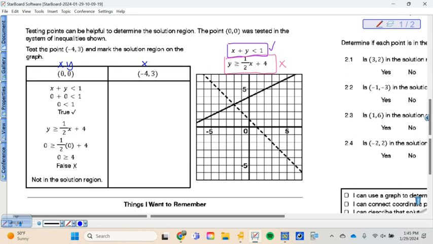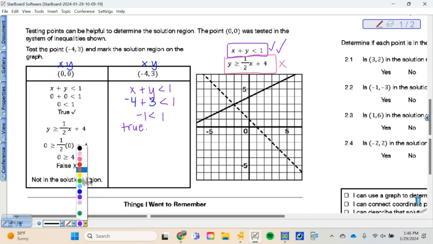I'm going to take negative 4 and plug it in for x, and 3 and plug it in for y. And we'll start with this top inequality. x plus y is less than 1. If I plug in negative 4 for x and 3 for y, I want to check to see, is this true or false? What's negative 4 plus 3? Is negative 1 less than 1? Good. True. That means that negative 4, 3 is a solution to the top inequality.